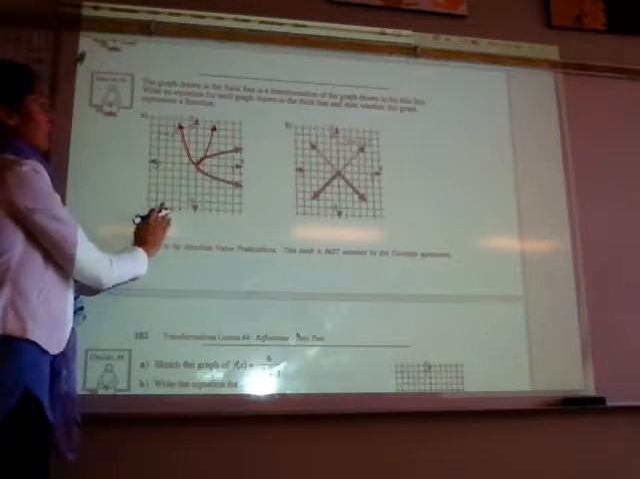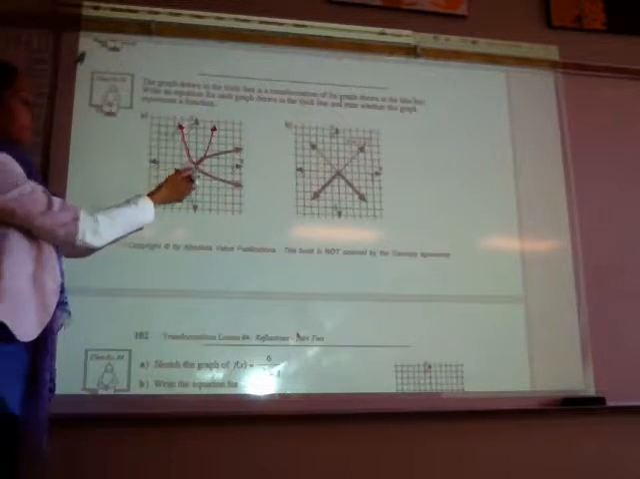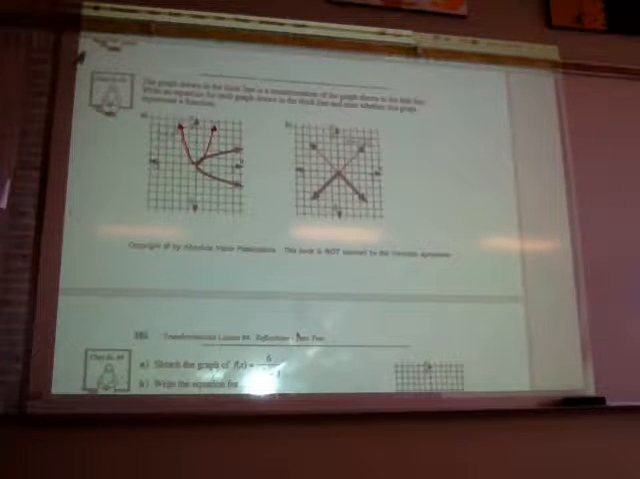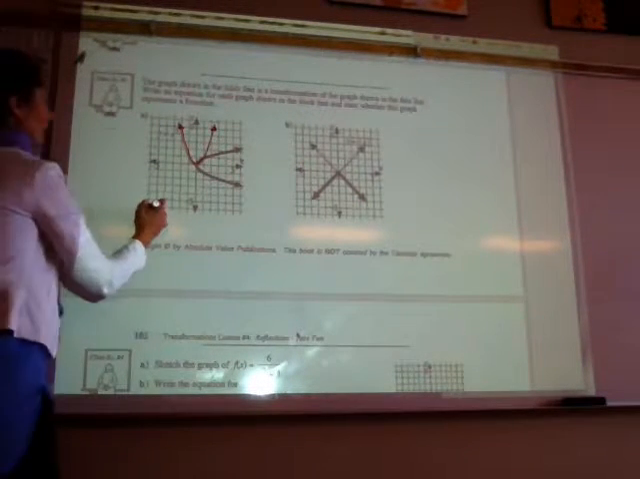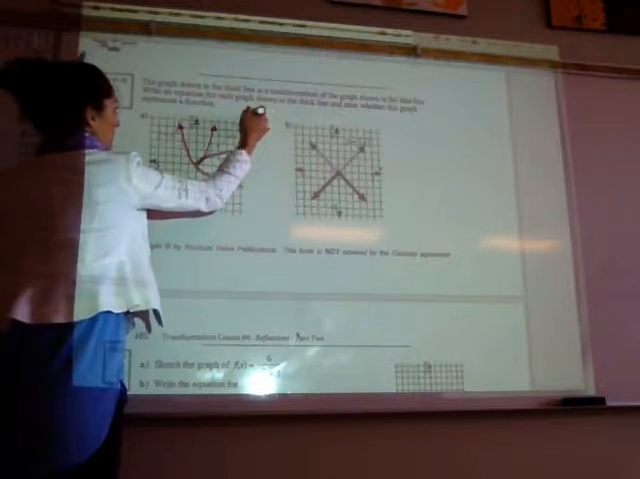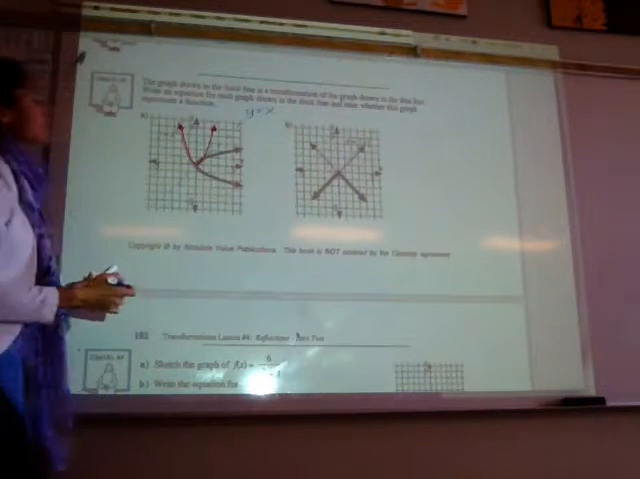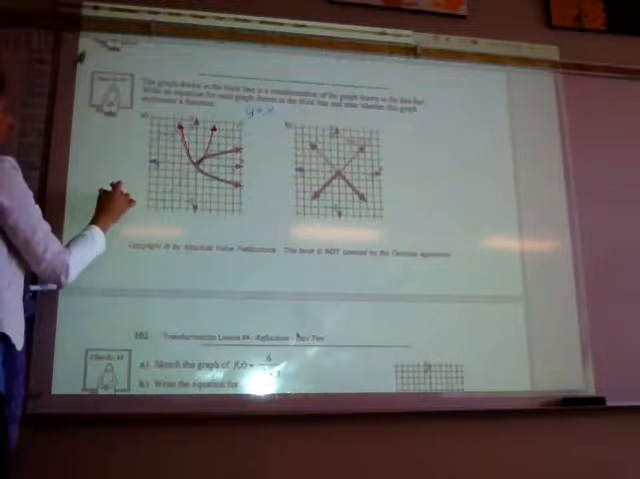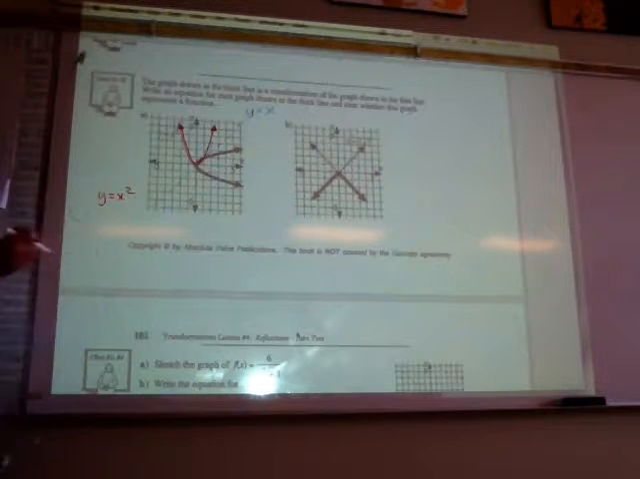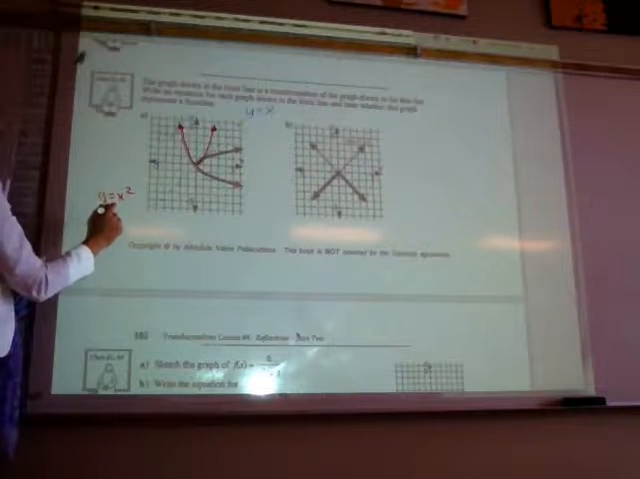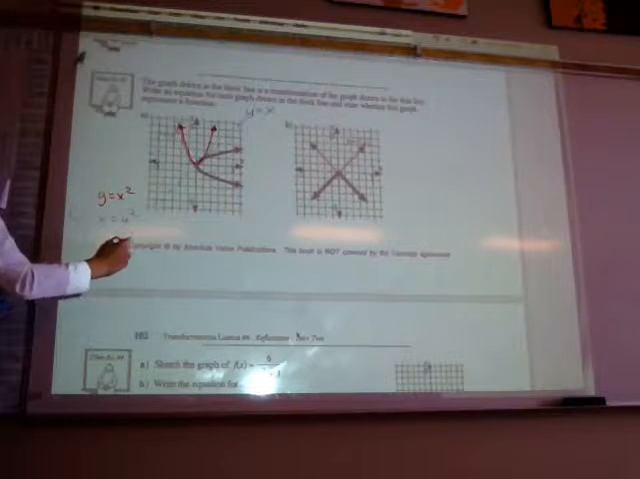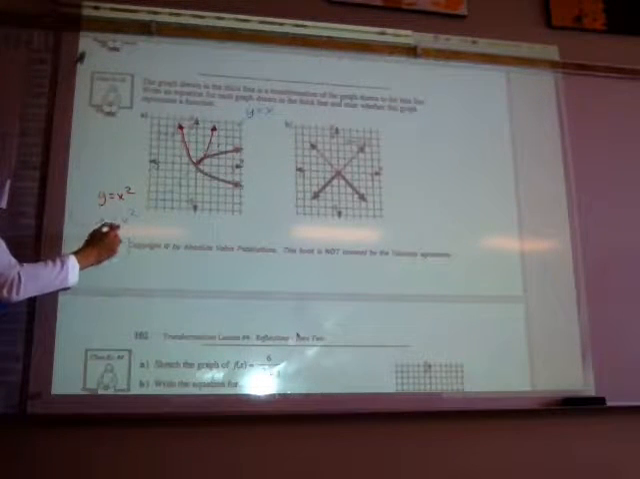If it was reflected over the y-axis, this is completely symmetrical about the y-axis, you'd get the same parabola. So it's neither of those. This is a reflection in the line y equals x. So if we started with y equals x squared, then our resulting equation would be x equals y squared. Solve for y, we get the positive negative square root of x.